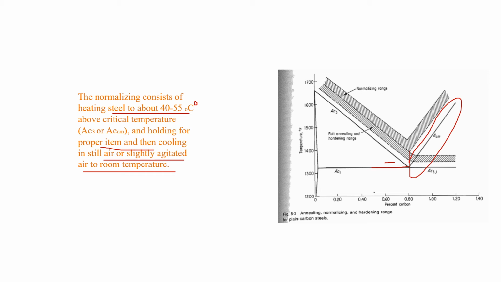The summary of normalizing is to cool a steel from the austenite region, from slightly above 40 to 45 degrees centigrade above the critical temperature, in still air or slightly agitated air to room temperature.